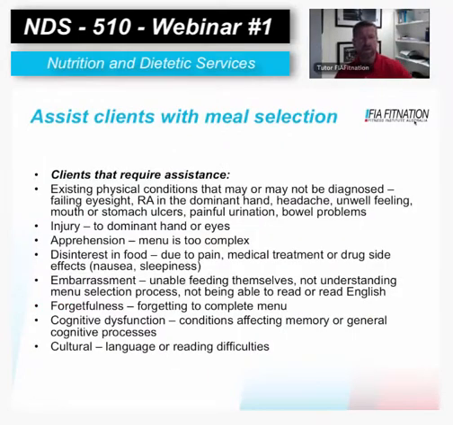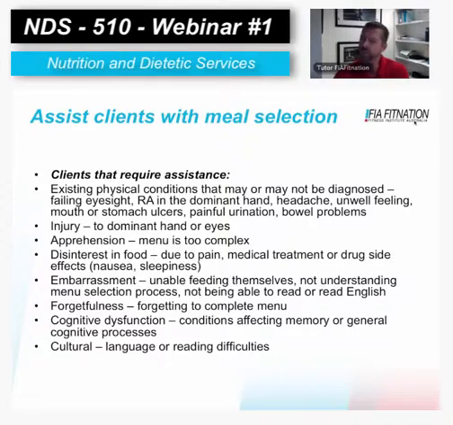So again, in terms of assisting clients with meal selection, some clients will actually need a fair amount of assistance because they have physical conditions that may limit their ability to either prepare food or to actually eat food or digest food. People with failing eyesight really struggle to prepare food. I mentioned that earlier. People with RA, which is rheumatoid arthritis in their dominant hand, it's actually painful to prepare food. So they will sometimes actually be nutritionally devoid because they just don't spend a lot of time preparing food.